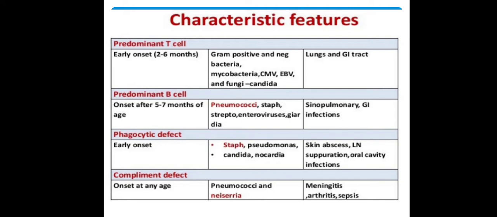Phagocyte defects can present early as well. Complement defects present late. Regarding complement defects, unless there is an inciting factor like trauma or any other infection, the complement defect remains silent. So we are more worried about T cell, B cell and phagocyte defects. To remember, B cell defects present after 6 months of age. T cell defects present early.